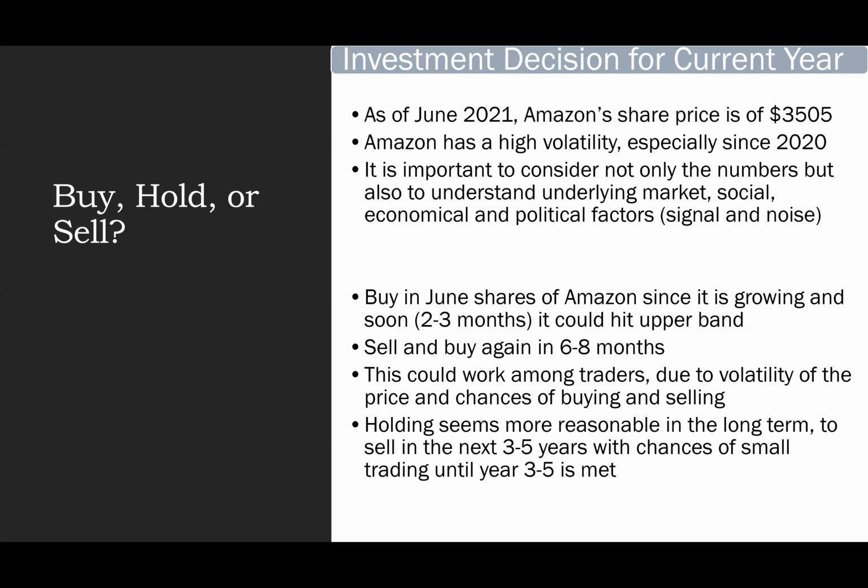However, as an inexperienced investor, or as an investor that does not necessarily do this as a hobby but as a method of gaining extra income, what seems more reasonable is to hold the share in the long term and sell it in the next 3 to 5 years, with chances of small trades before year 3 or year 5 is met, just like the traders in the whale tracks graph.